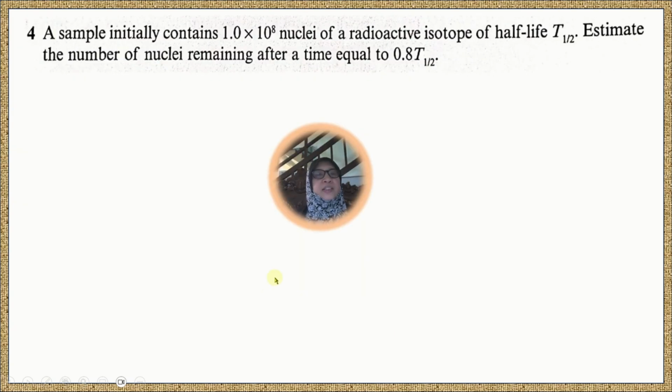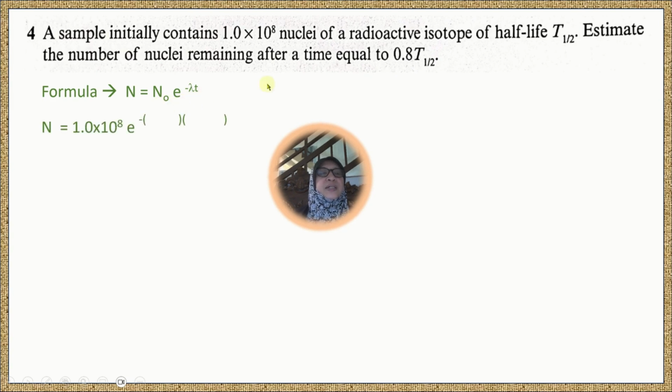Okay, and the last question for part 1. A sample initially contains 1.0 times 10 to the power of 8 nuclei of a radioactive isotope of half-life T half. Estimate the number of nuclei remaining after a time equal to 0.8 half-life. Two formulas can be used. If we use this formula, N equals N naught e to the power of negative lambda t.